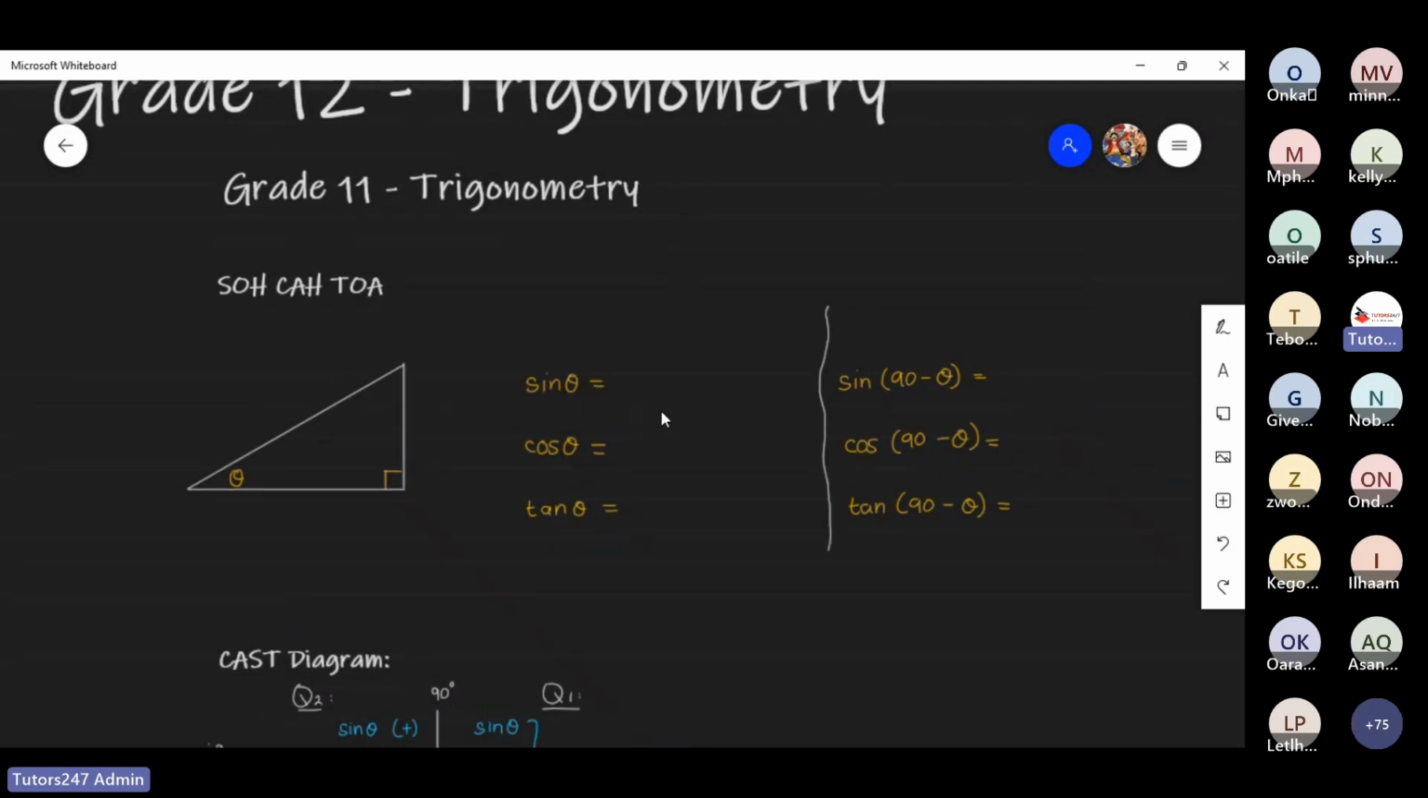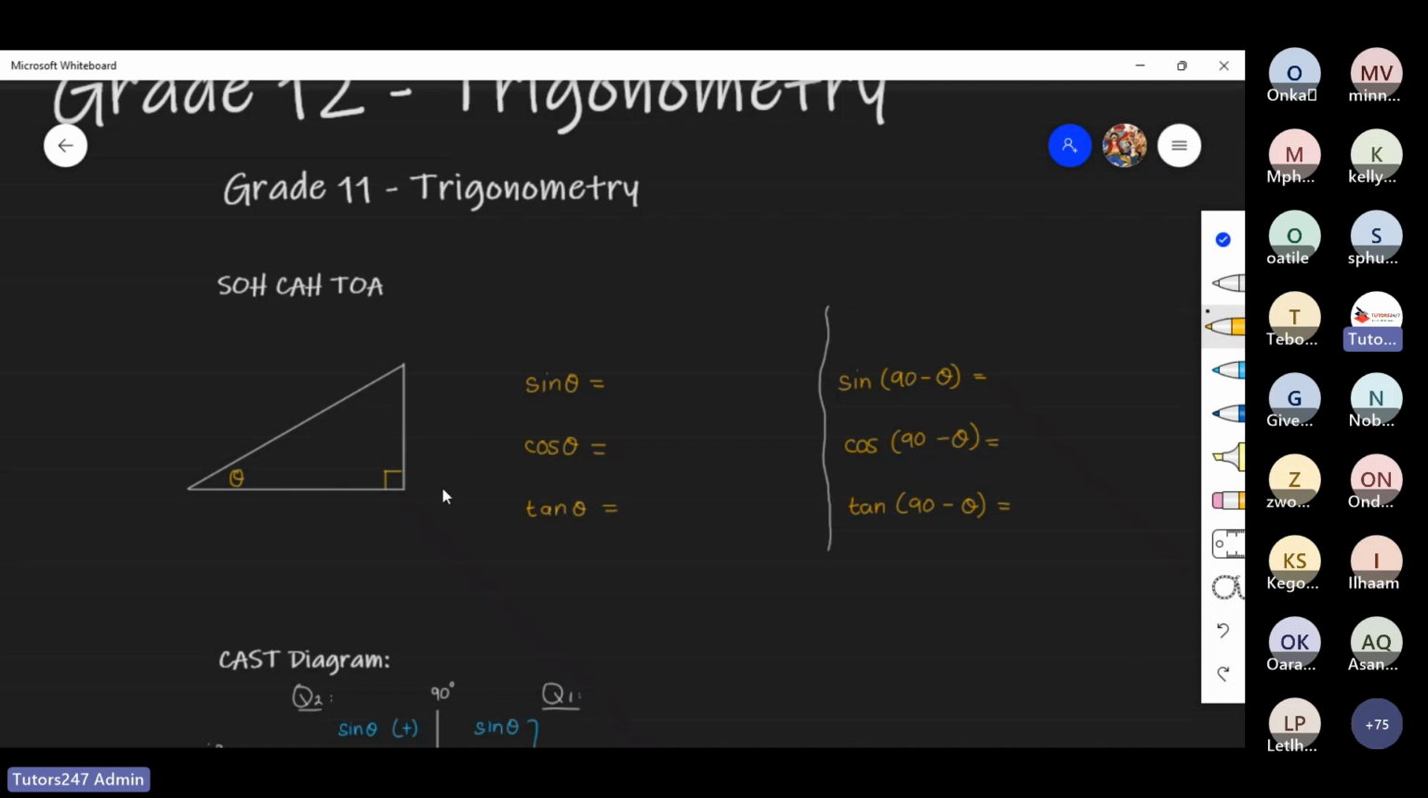So let's have a look at that. So we've got SOH CAH TOA. Now the S represents sine, the C represents cos, and the T represents tan. So when we are dealing with sine, cos, and tan, the first thing that you should always do is label the sides of your triangle. That is the most important thing. If you don't label the sides of your triangle, you might end up using the wrong side.